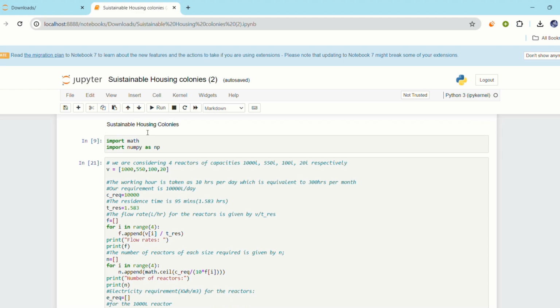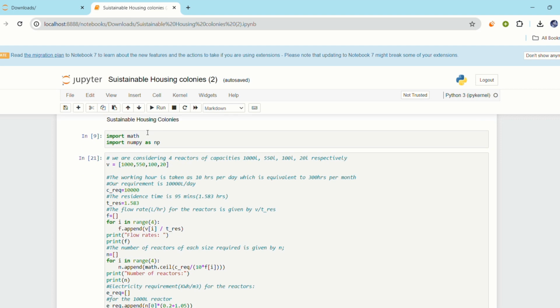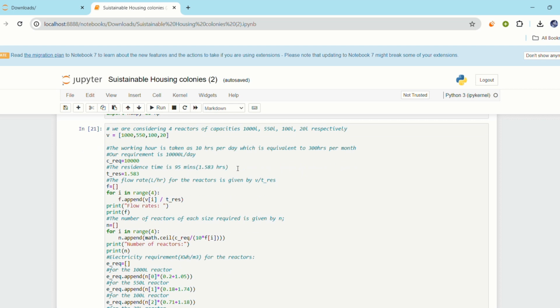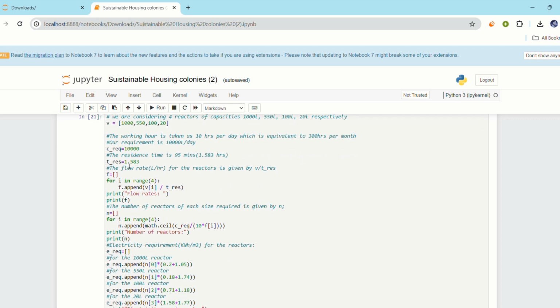Hi, this is Sumit. I'm going to explain the calculation involved in our modeling. Here we are considering 4 reactors of different capacities of 1,000 liter, 550 liter, 100 liter, and 20 liters respectively. The capacity we are expecting is 10,000 liters of clean water per day, and the residence time here is 95 minutes.